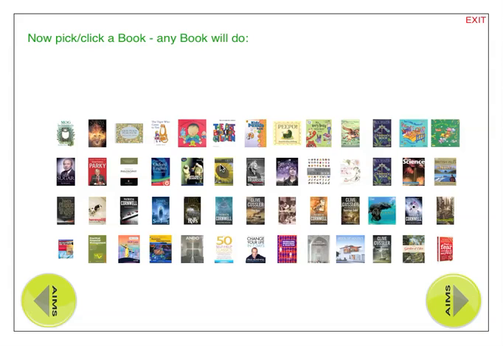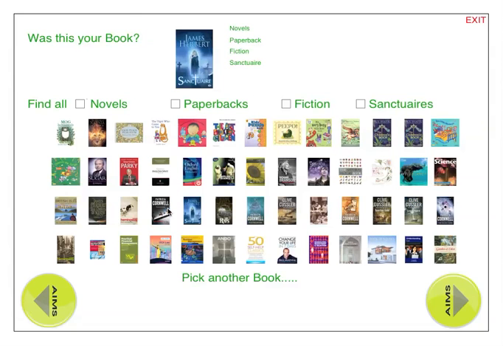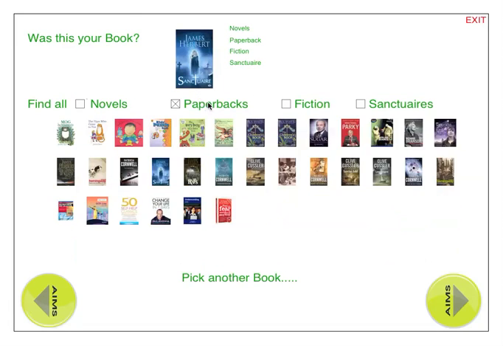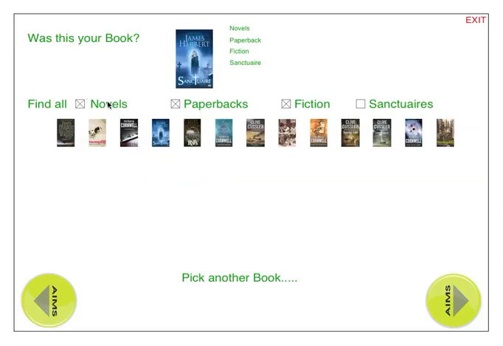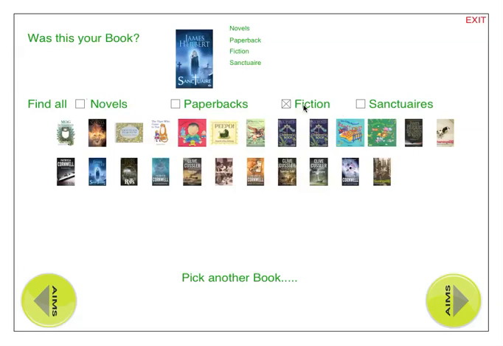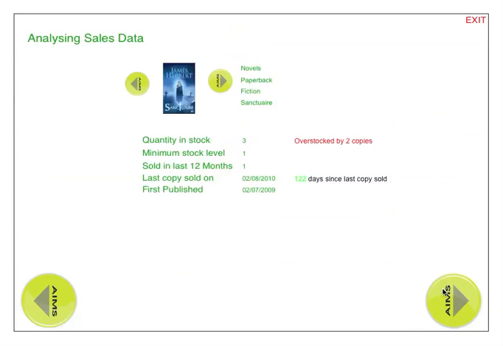And if we look at it from a book point of view, say that somebody's selling books, we can find out all the paperbacks in a shop, all the fiction books, all the novels, and so on very quickly by using the search engine. And then from within this, we can show, for example, that the quantity in stock is 3. Our minimum stock level is 1, based on the fact that we sold 1 in the last 12 months. It's been 122 days since we last sold one of these copies, and currently we're overstocked by 2 copies because we're selling so few of them, so we might want to put them on sale.